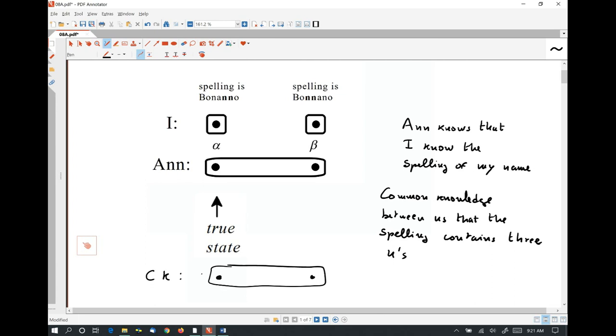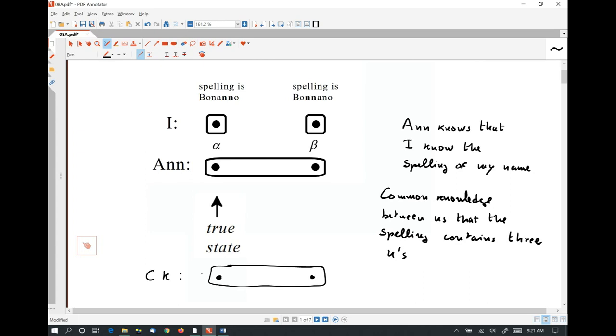Something is known to an individual if it is true at every state, and an individual is uncertain about something if it varies from state to state. So Anne knows that there are three N's in my name, but doesn't know where they're placed. On the other hand, I, having the finest partition, always know everything.